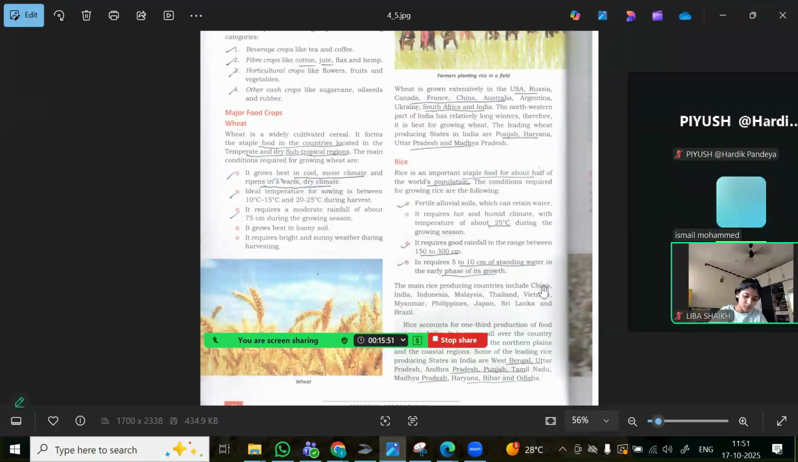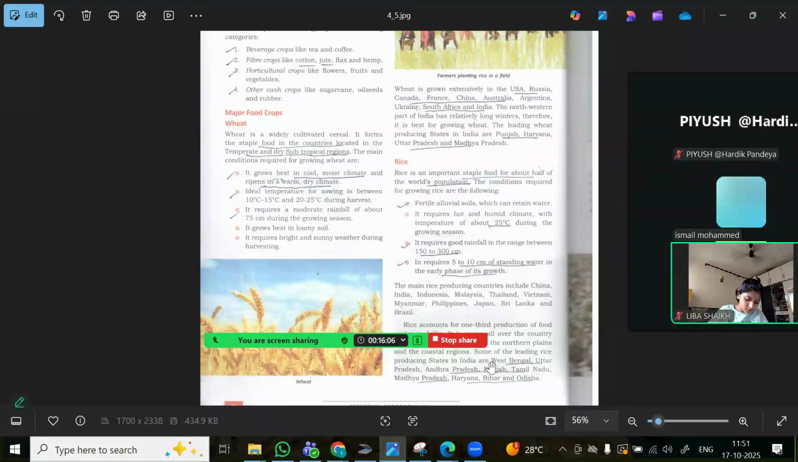So what are the countries that basically produce it? It is produced in China, then India, Indonesia, Malaysia, Thailand, Vietnam, Myanmar, Philippines, Japan, Sri Lanka, and Brazil. These are all the countries that produce rice in huge quantity.